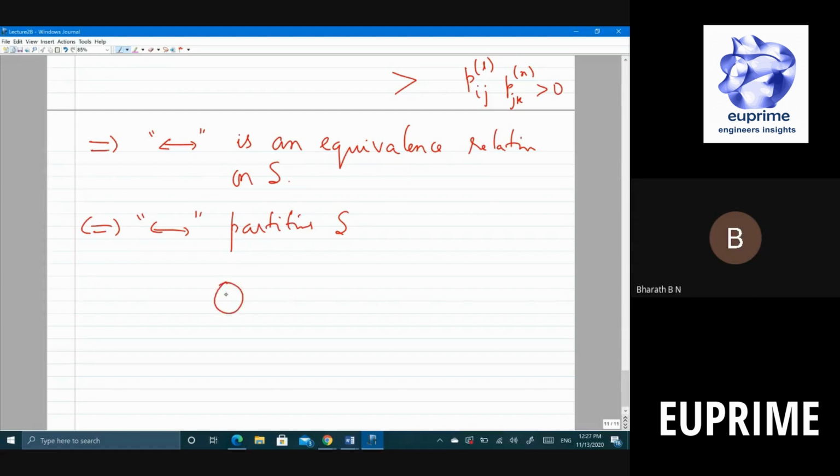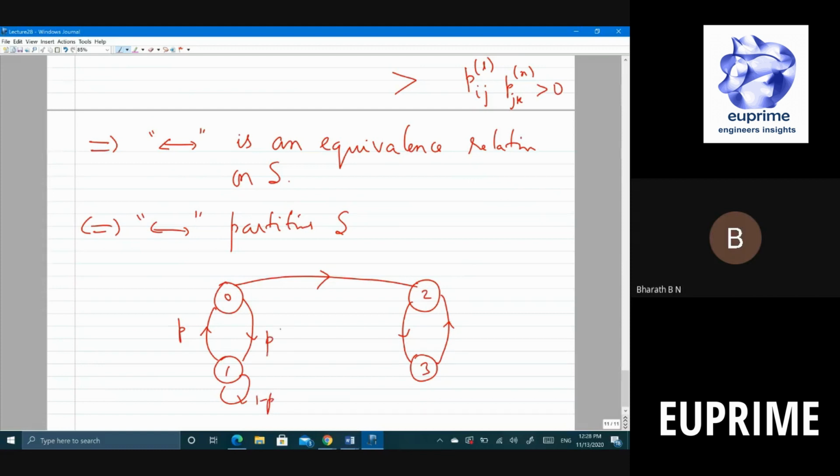So let me give you an example. 0 and 1 can communicate, so it goes back and forth. And there is 2 and 3, which can go back and forth. Now there can be communication across. So let me write this. This goes with probability p and 1 minus p. This comes here with probability p, or goes here with probability 1 minus p. This is p and 1 minus p. And this is again p.